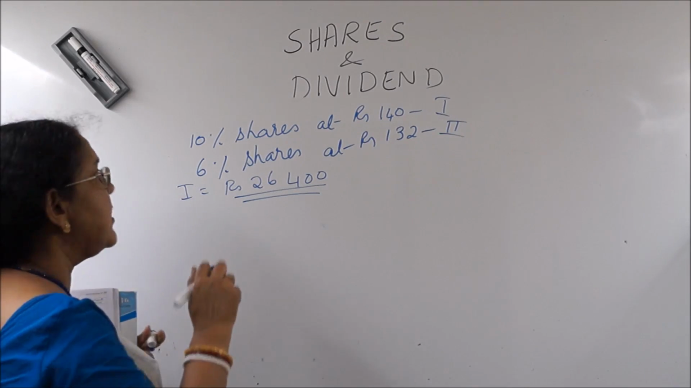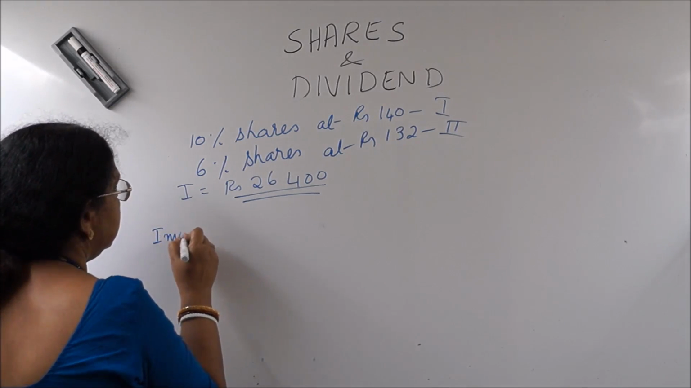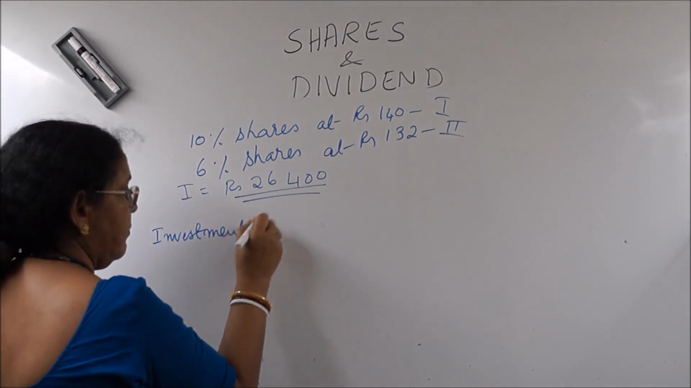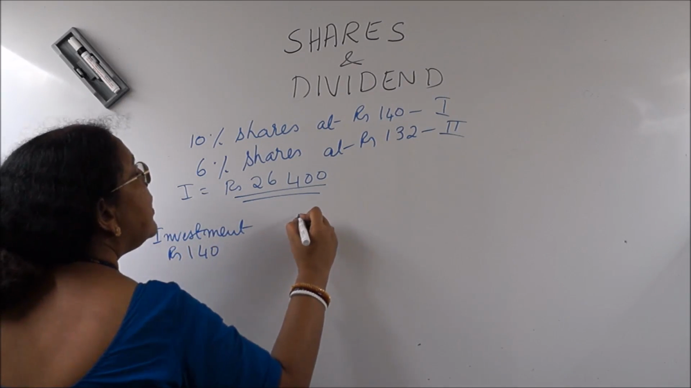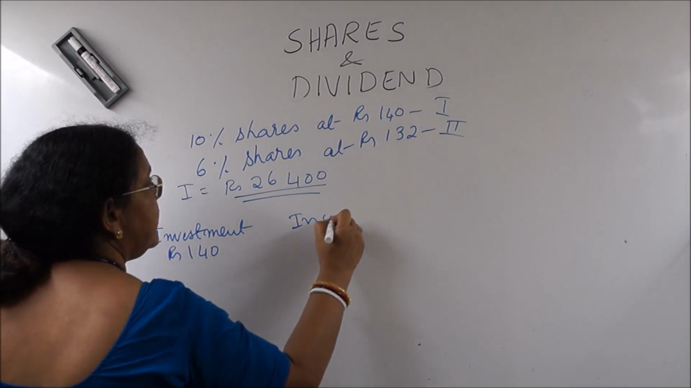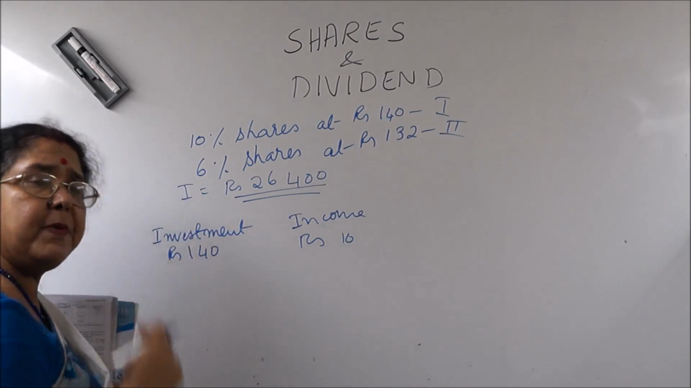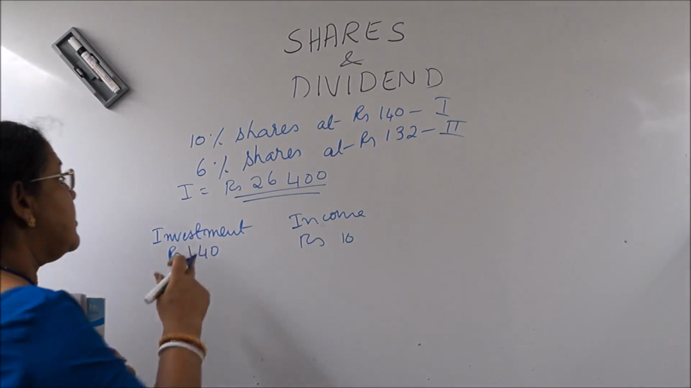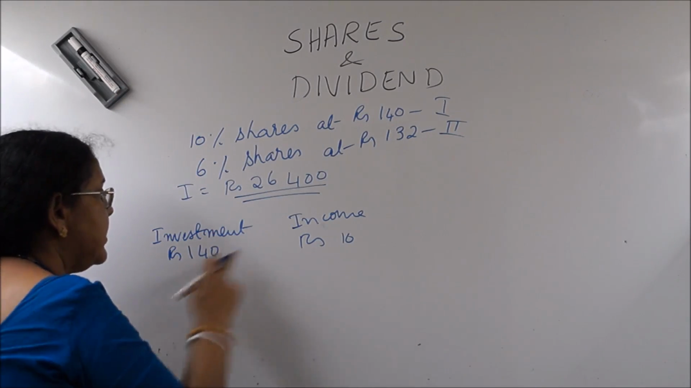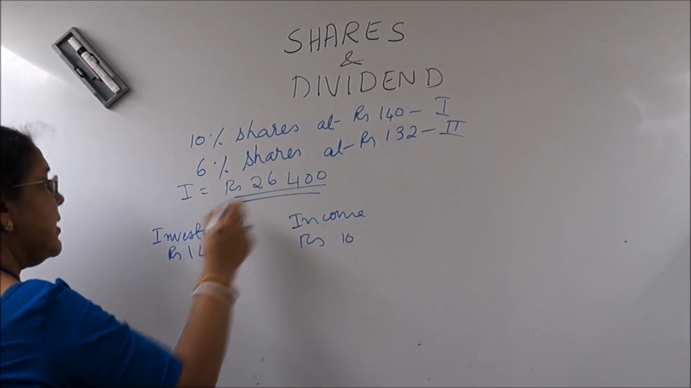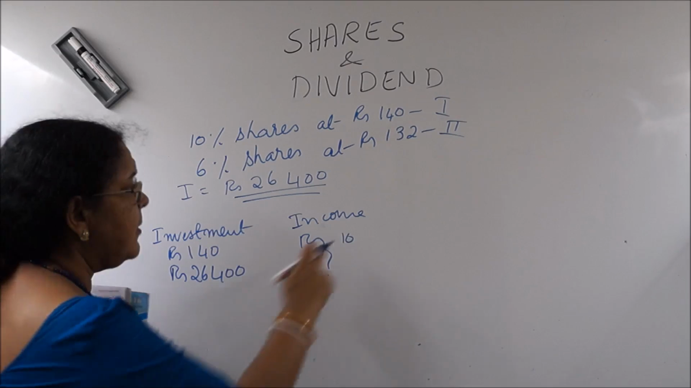Now in the first case, we are considering one share. When the investment is rupees 140, the income or the earning, whatever you feel like you can call, is rupees 10. 10% shares means 10 rupees is the income against 100 rupees. But 100 rupees is the nominal value, the actual investment is 140. So 10 rupees is earned against 140 rupees. So what is the investment? Rupees 26,400 is the investment. What is the income?